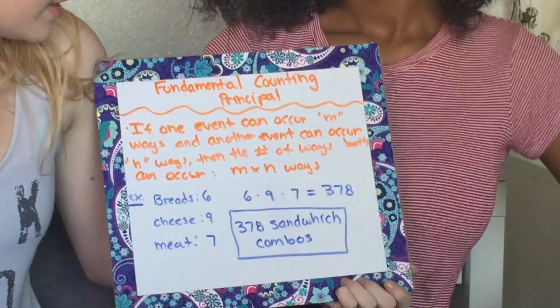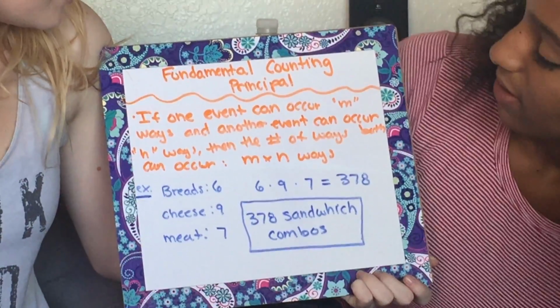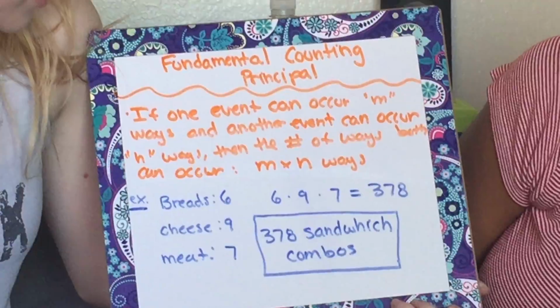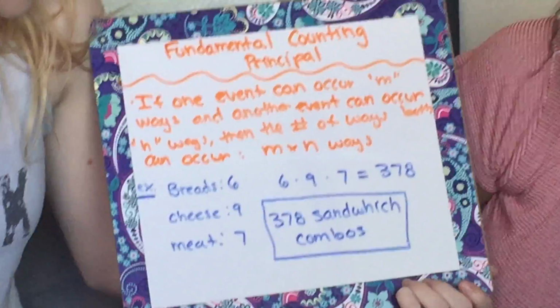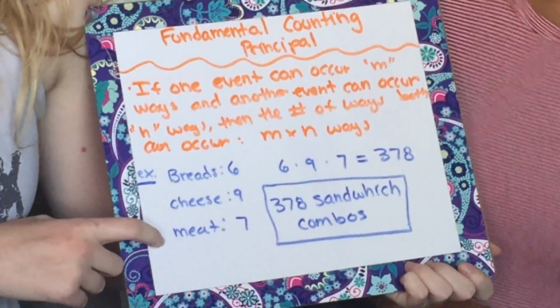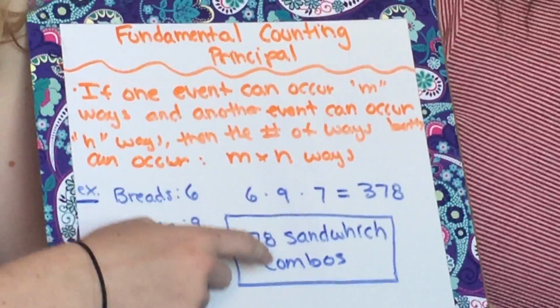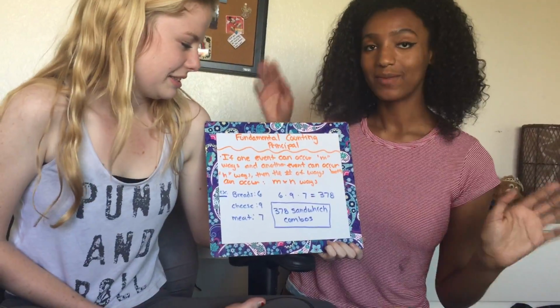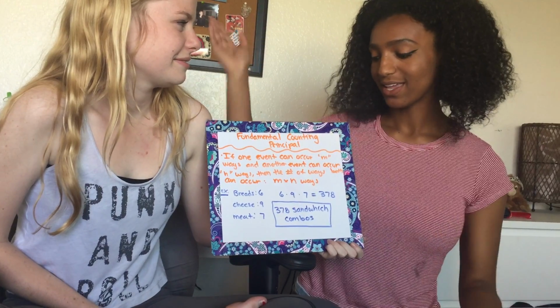Okay, so the first thing we're going to learn is the fundamental counting principle. If one event can occur m ways and another event can occur n ways, then the number of ways both can occur equals m times n ways. So for example, we have 3 different types of ingredients, and then you multiply them all together to get the different types of combos of sandwiches you can make. It's implying that if you go into a sandwich shop, how many different combinations of sandwiches can you make?